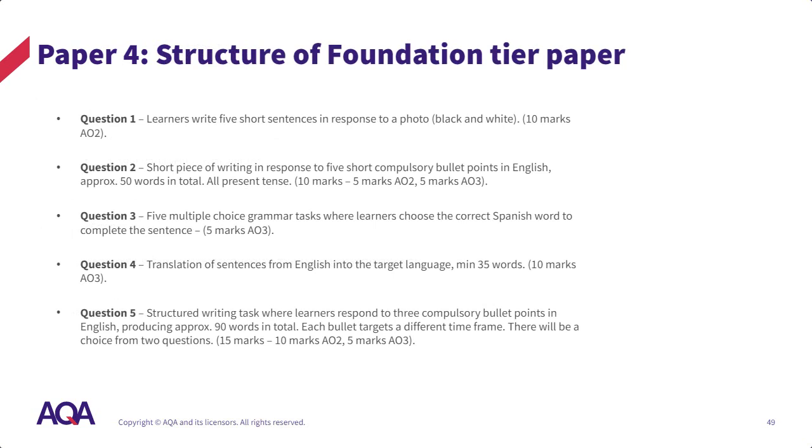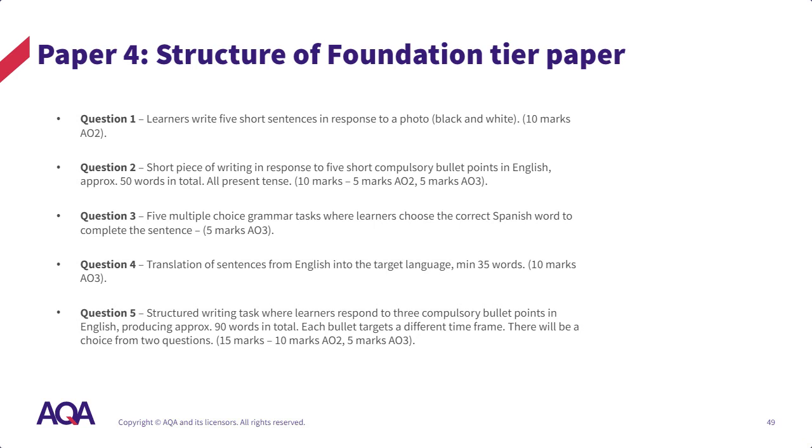We're now going to look in more detail at the structure of the foundation tier writing paper. Question 1 requires students to write 5 short sentences about a black and white photograph. This is a familiar task from the current specification and one which students do very well on. There are 10 marks in total. You can look at this task in the specimen paper on our website.